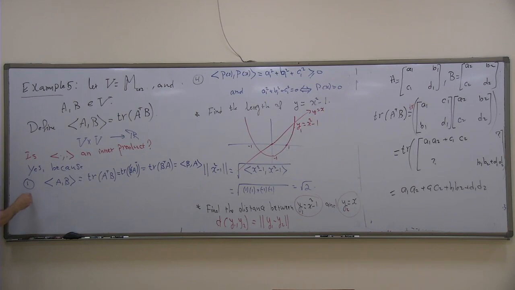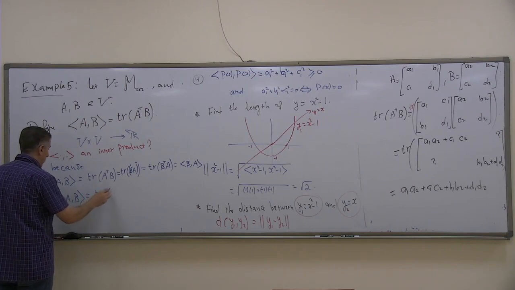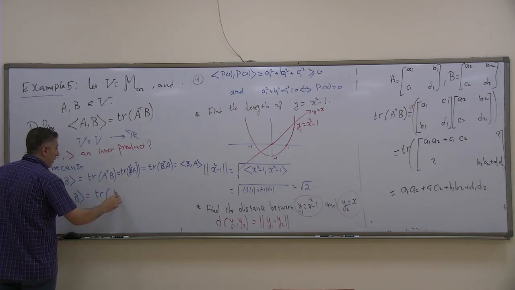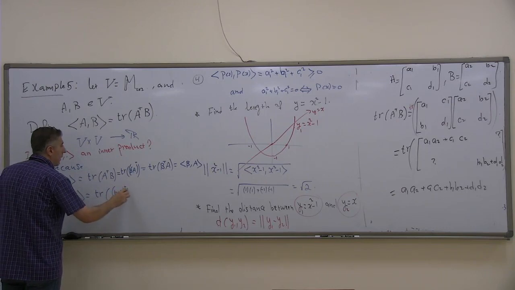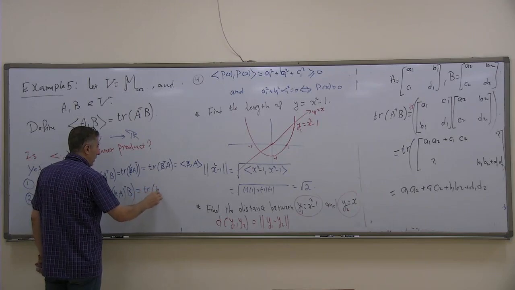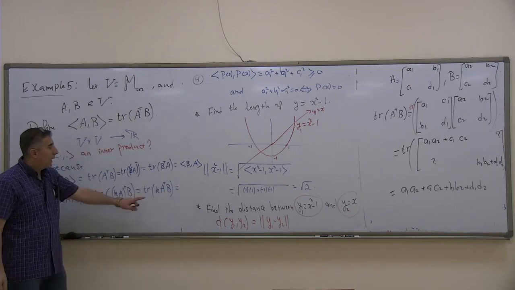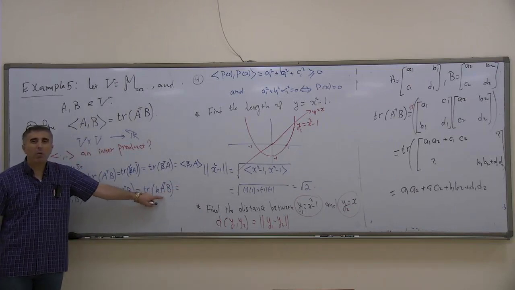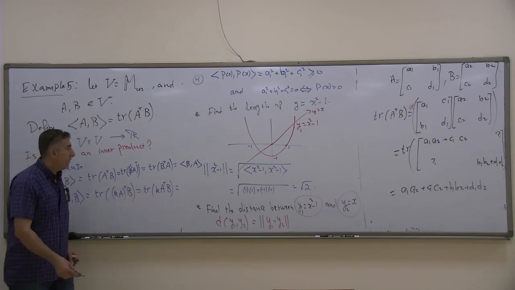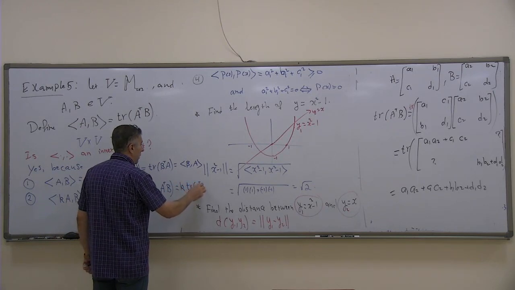The second condition. What about K, A, B? This is going to be trace K, A transpose B. And this is trace K, A transpose B. And this is what? Well, you know what happens to the trace when you multiply your matrix by a constant, correct? That does not affect the trace. You take it out. K trace A transpose B.